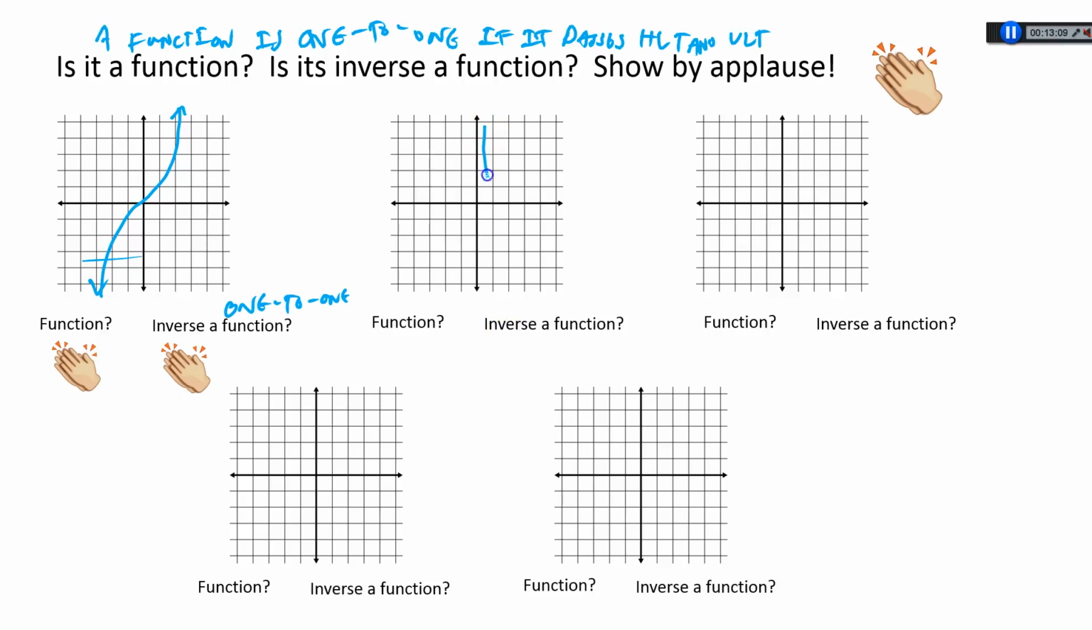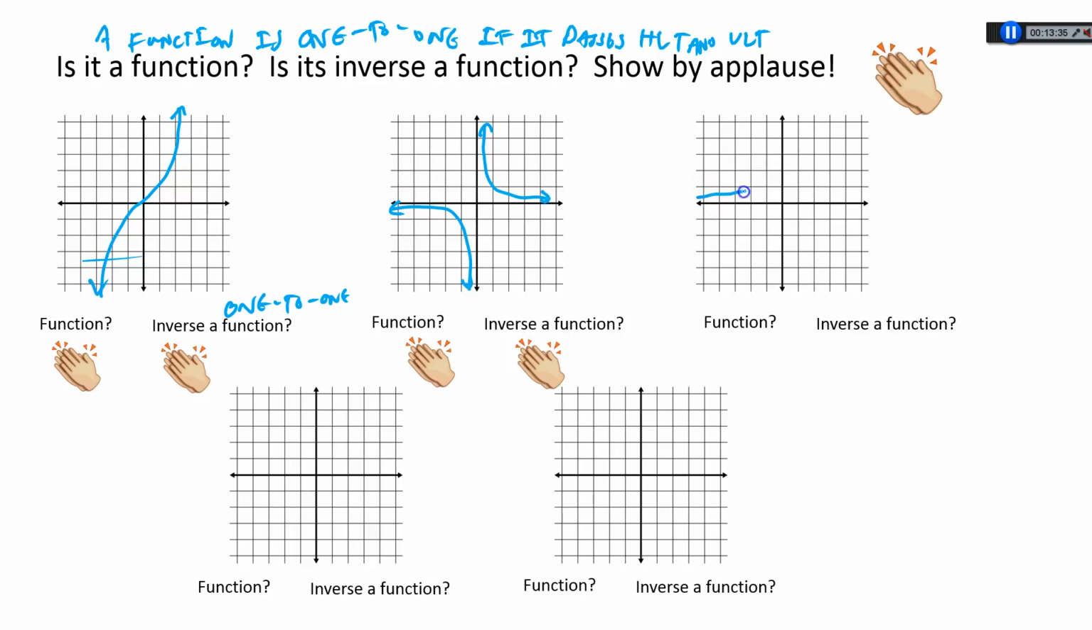All right, let's take a look at another one. Let's graph 1 over x. There we go. All right, so is it a function itself? Does it pass the vertical line test? I think it does. Yes, absolutely. And would its inverse be a function? Does it pass the horizontal line test? Yeah, no horizontal line passes through any two points, so that one gets a round of applause as well. Excellent.